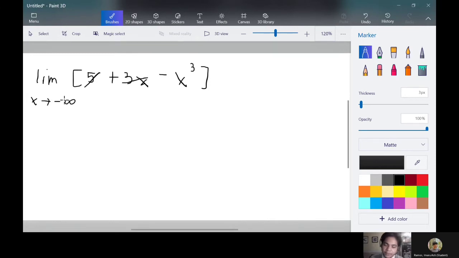So the given problem can be written as the limit of negative x raised to 3 as x approaches negative infinity. Now we're just going to change the value of x into negative infinity. It'll turn into negative, multiplied by negative infinity raised to 3.